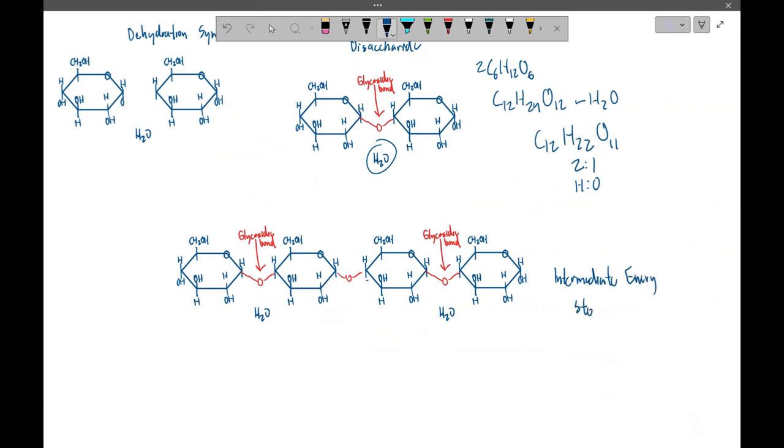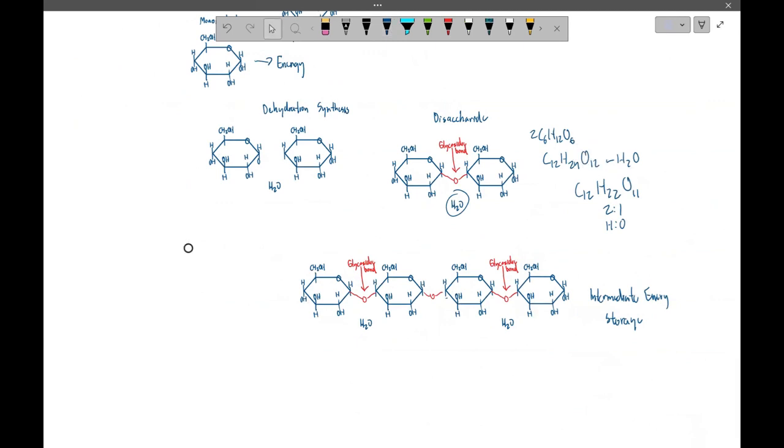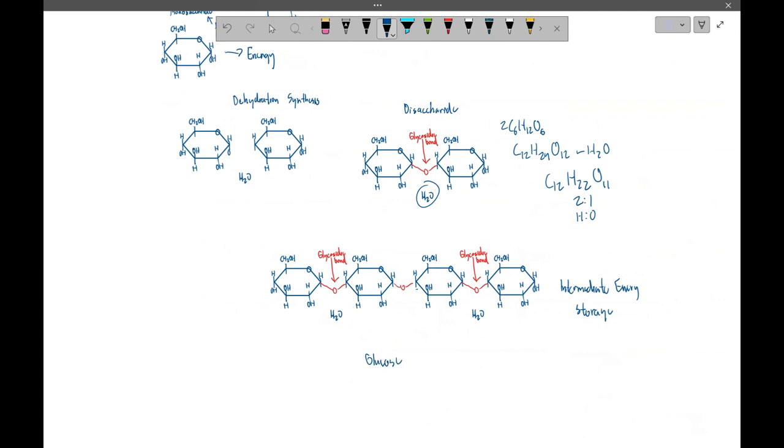And the reason why I'm calling it intermediate is because there's longer term energy storage methods. The shortest term, well, aside from ATP, which we're not going to touch on right now, is glucose. So just a monosaccharide. Glucose is the lowest, so it's just immediate energy. And lipids, so fats, are used for very long-term storage. So things like polysaccharides, stuff like starch and cellulose, would fall somewhere in the middle.